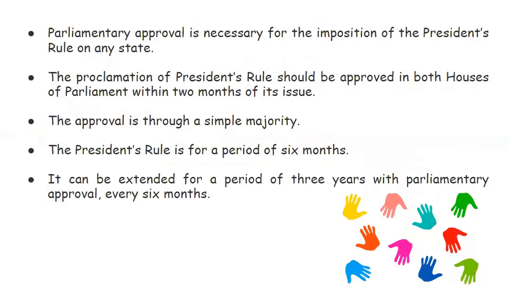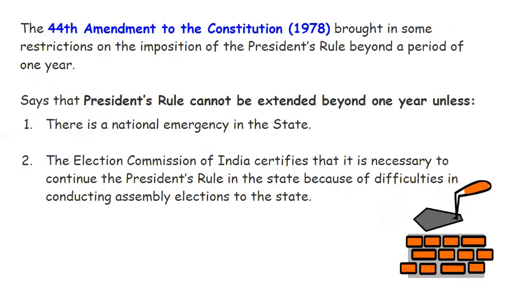So now parliamentary approval is necessary for the imposition of the president's rule on any state. The proclamation of president's rule should be approved in both houses of parliament, that too within 2 months of its issue. The approval is through a simple majority. The president's rule is for a period of 6 months only. It can be extended for a period of 3 years, but again with parliamentary approval every 6 months, right?